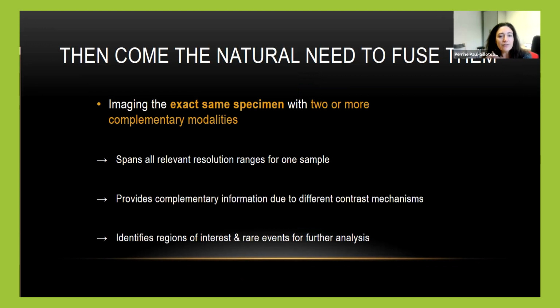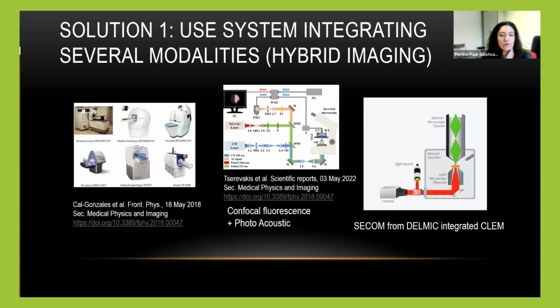And that's the need then to image the exact same specimen, or in clinical, maybe the same patient or the same animal in preclinical, with two or more even complementary modalities in order to have a multi-scale view of the sample, to have different and complementary information, and also because sometimes it's useful to identify a specific rare event or rare region of interest. So there are, I would say, two big solutions for that.